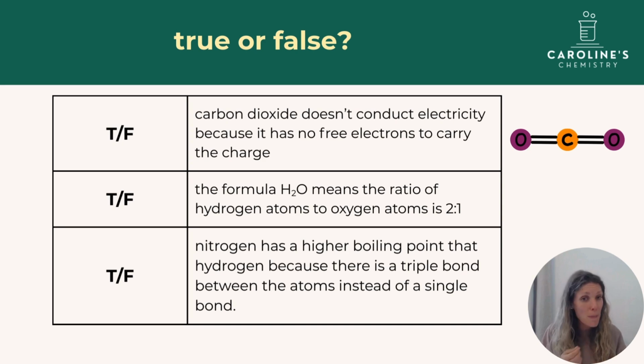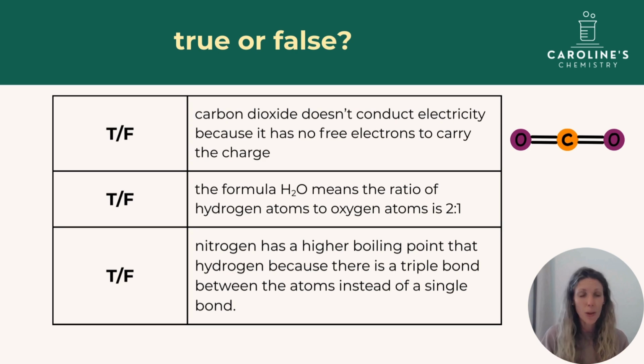So if we want to make this a true statement, then we need to say something like, carbon dioxide doesn't conduct electricity because it has no free electrons or ions to carry the charge. Or you might say because carbon dioxide molecules are neutral.